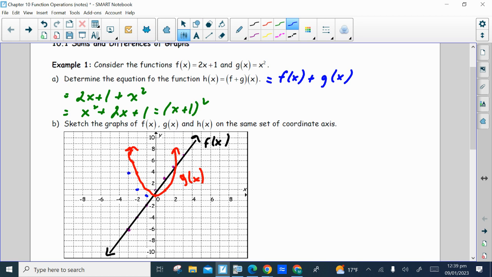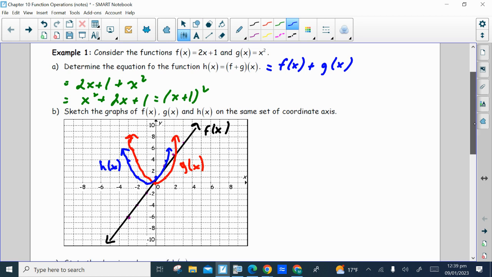All the points will go 1 to the left. And so this is the graph, the third graph, the graph of h, which is f at x plus g at x.